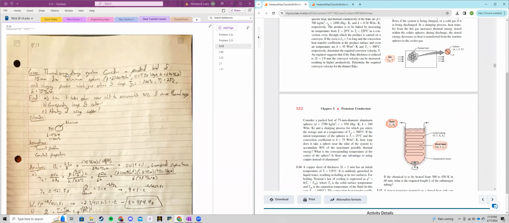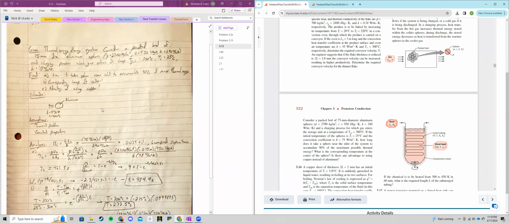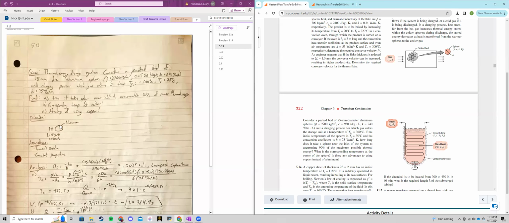So here's my given statement. It discusses what we just read, and then find. So the time it takes for the sphere near the inlet to accumulate 90% of max thermal energy, its corresponding temperature at center, and then the advantage of using copper over aluminum. So here we see the schematic. I just drew the one ball, or a sphere. So it's aluminum, and then I wrote down just the convection properties external of that.